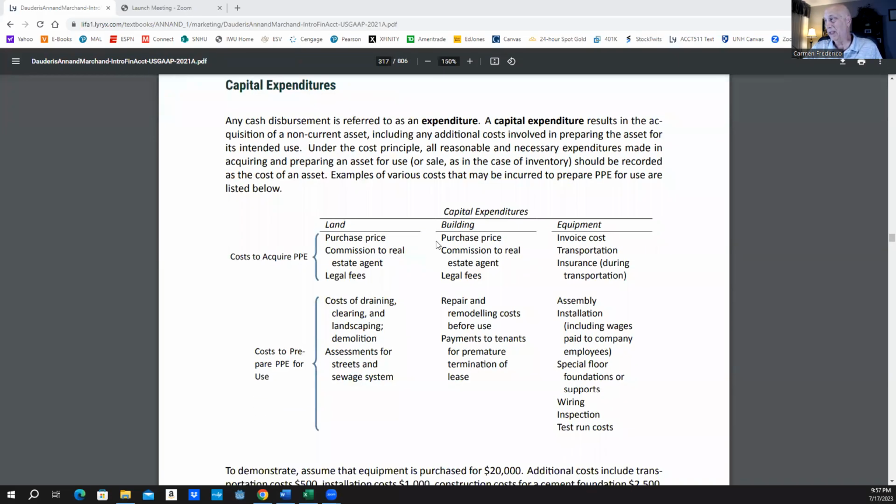Well, let me share my screen with you for a bit here, and I'll show you what I'm talking about. So, for instance, if you're buying a piece of land, what goes into the cost of the land? What gets debited to the land account? Well, the purchase price of the land itself, of course. So if you bought a piece of land for $1 million, you debit land account for $1 million and credit cash or notes payable or whatever, how you financed it.